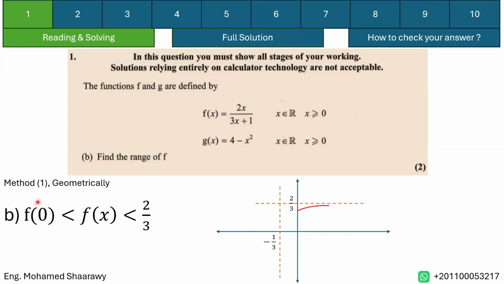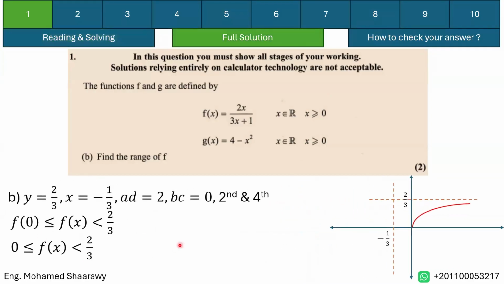Let's check what's the value of f of 0. It will be just 0, so I corrected my drawing. It should start from 0 at x equals 0 and end with y equals 2/3 because it's an asymptote. So that's my range. And actually, since 0 is in my domain, it can also be in my range. So 0 is included in the range also. And that's the answer.